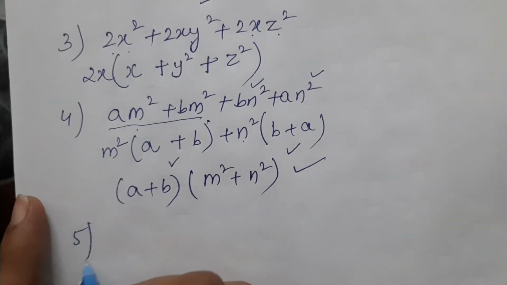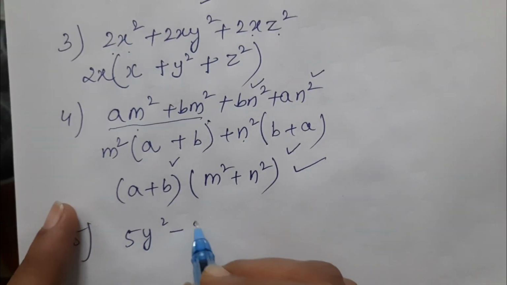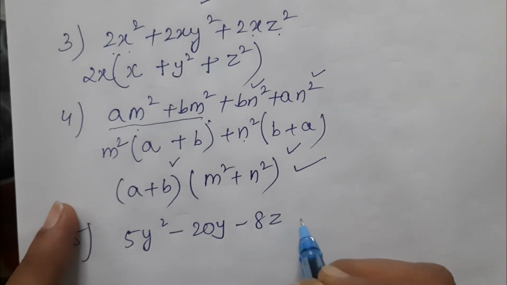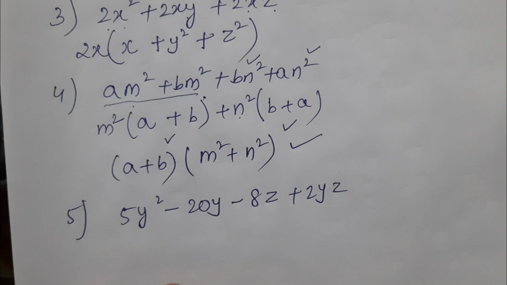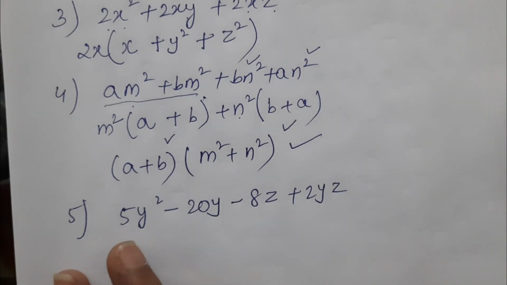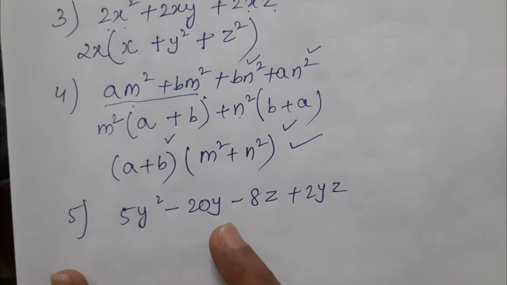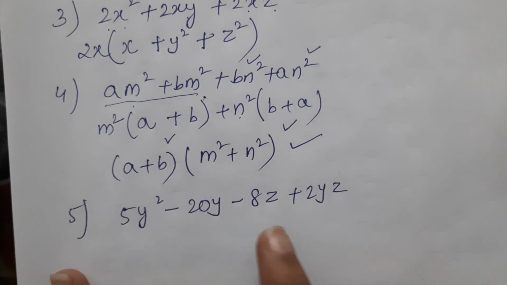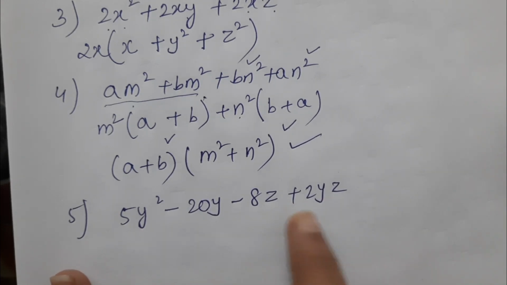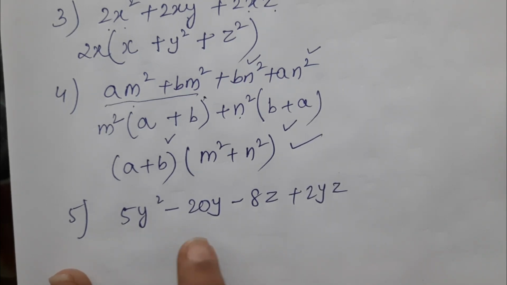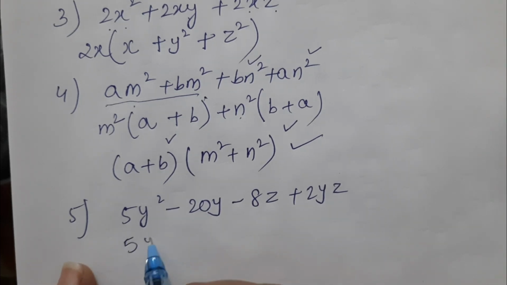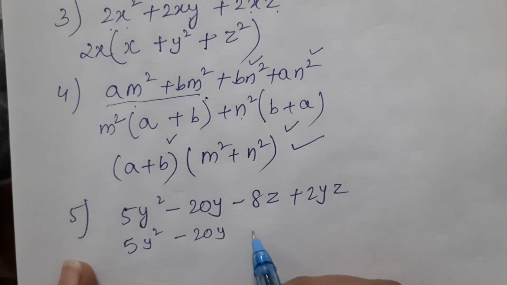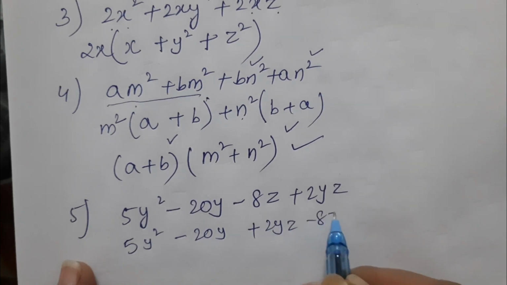Now the next question, the fifth one, which is 5y square minus 20y minus 8z plus 2yz. See, here you may get a little confusion. So here we need to arrange the terms. Here 5 is there, after that 20. We know 5 4s are 20 and y is common. Among both the numbers, the bigger number comes first, then the smaller number. In the first sequence it was small, then big. We need to arrange it small and big. So first we'll arrange the terms: 5y square minus 20y plus 2yz minus 8z.